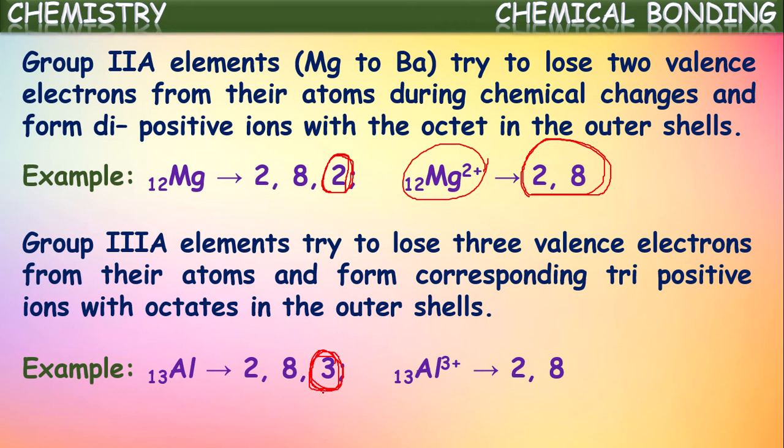Hence, when they are allowed to participate in chemical reactions, they will be ready to lose 3 electrons. They lose these 3 electrons, and hence they get the nearest noble gas octet configuration. And thus they form tripositive cations or tripositive ions. So third A group elements will be ready to lose 3 electrons and form tripositive ions, and hence they get the octet configuration of the nearest noble gases.